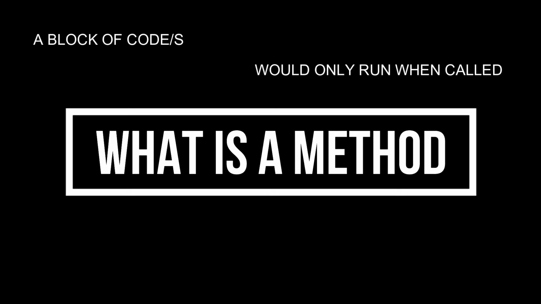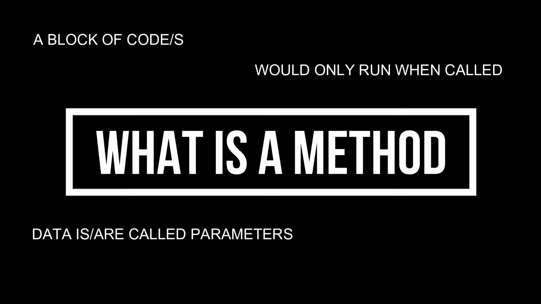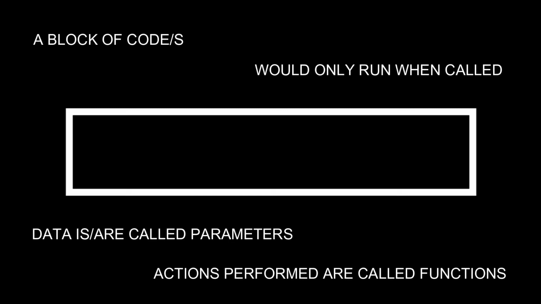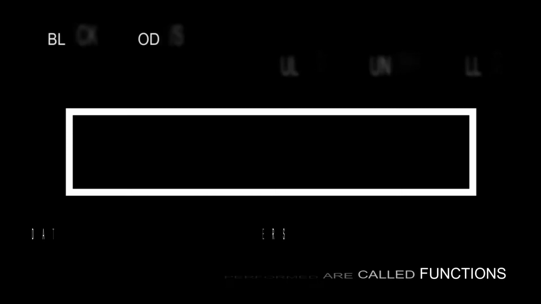So, first things first. What is a method? Well, a method is a block of code which would only run or work when it is called. The data which is being passed on into a method is called the parameters. The certain actions which a method performs are known as functions. Later on, I will be giving examples of code with methods in them for us to fully understand what a method is.